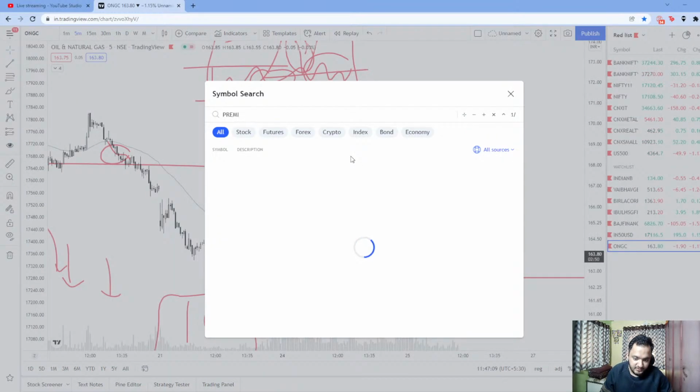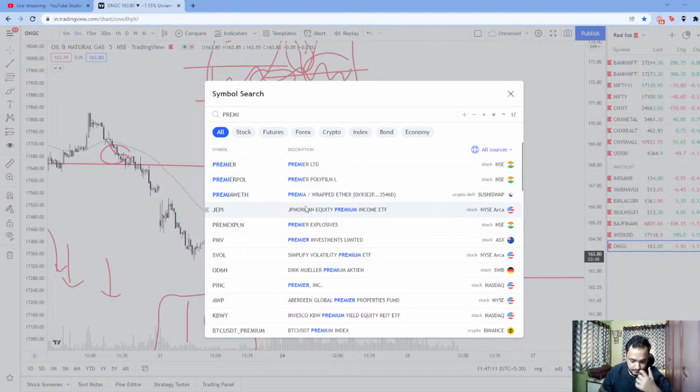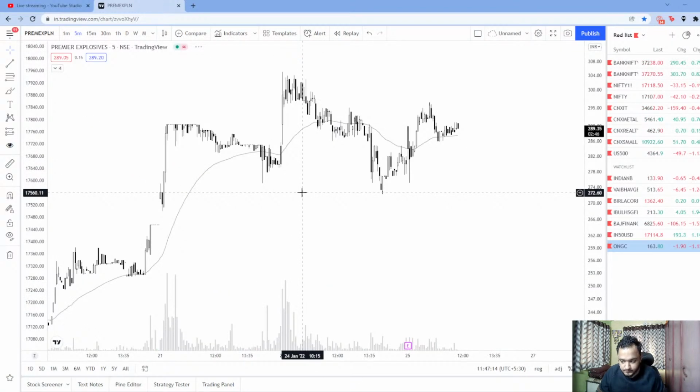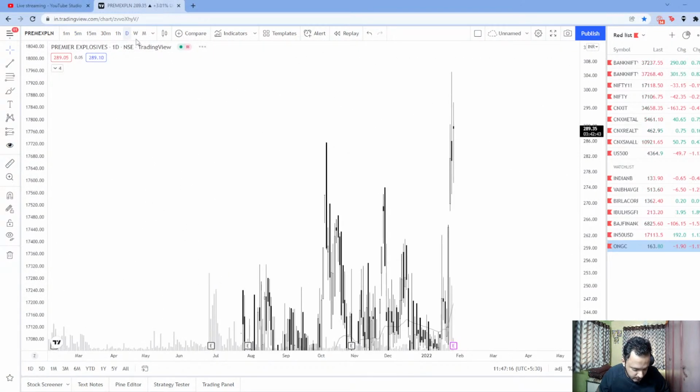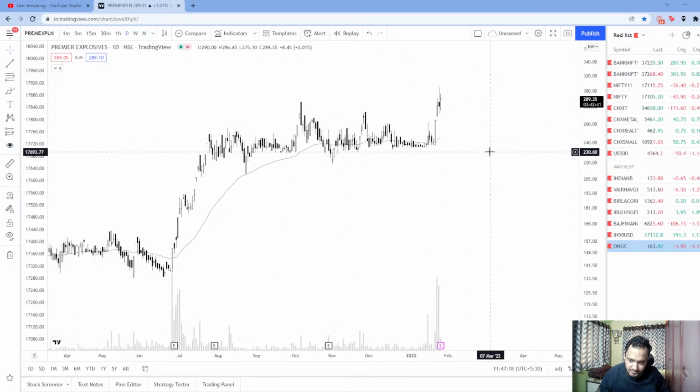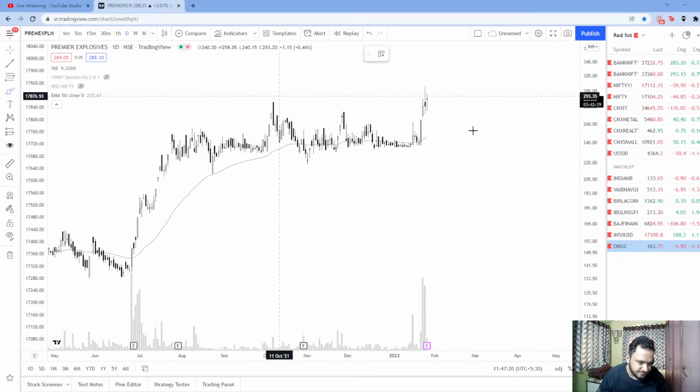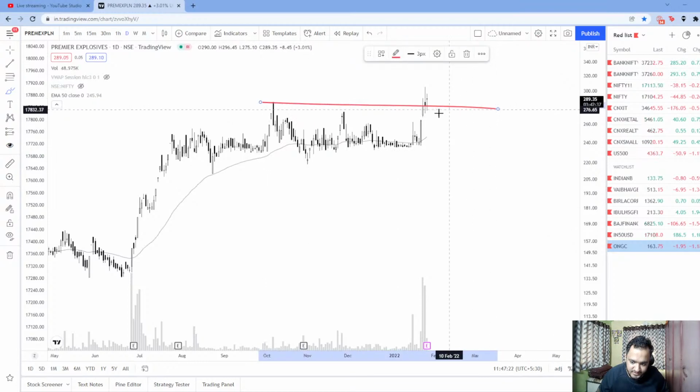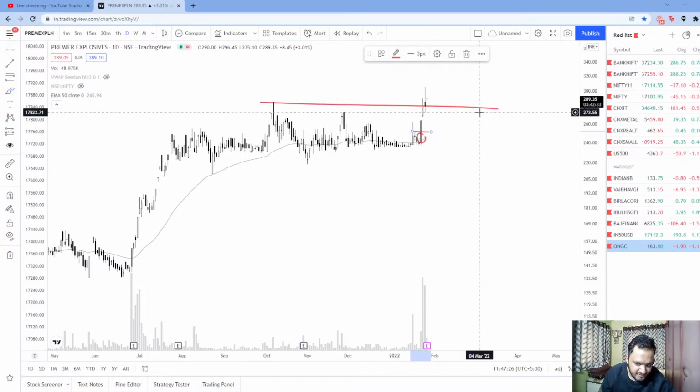Premier Explosives. All right, let's check it out. Yeah, avoid this. It's very far from the demand. So this is probably chasing momentum. I will never suggest this one.